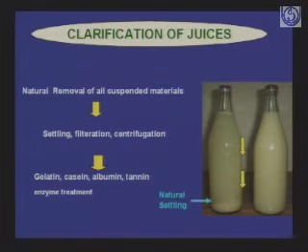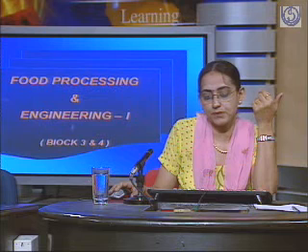Now this clarification can be a natural clarification, as you see in this bottle of lime juice. And this clarification can also be artificially created. You can use certain chemicals. You can use gelatin, or casein, or some other enzymes to enhance this clarification so that you get a clear juice. So it is very important, first of all, the enzymatic liquefaction to get a juice, and then finally clarification of this juice.